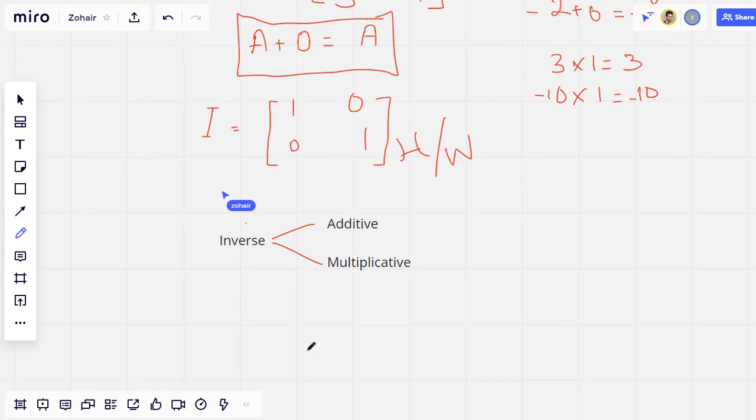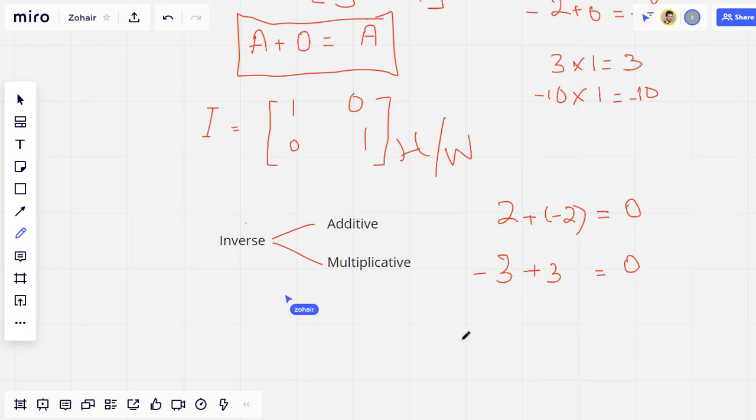Now additive inverse for numbers would be like this. Let's say we have a number 2. What do I need to add with 2 to make it 0? Well, the answer is simple, minus 2. What do I need to add with, let's say, minus 3 to make it 0? The answer is 3. You need to add 3 with it. So additive inverse is very simple. Whatever number is given, we just change the sign of the number, and when you add them up, you will get 0 as a sum.